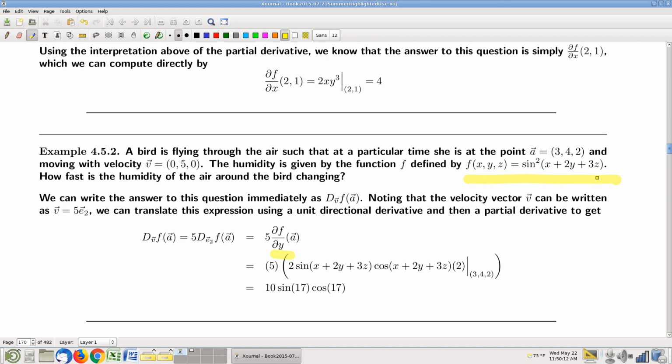Don't forget to use the chain rule. A lot of students forget to use the chain rule in a problem like this. By the way, notice you kind of have to use the chain rule twice, because this is a composition of 3 functions. We start off with x plus 2y plus 3z. Then we take the sine of that. That's already a composition. And then we take the square of that sine of that inside function. So there are 2 different chain rules in there.